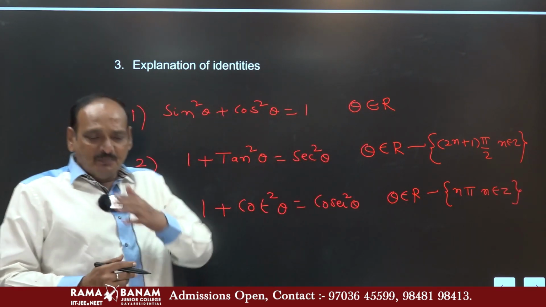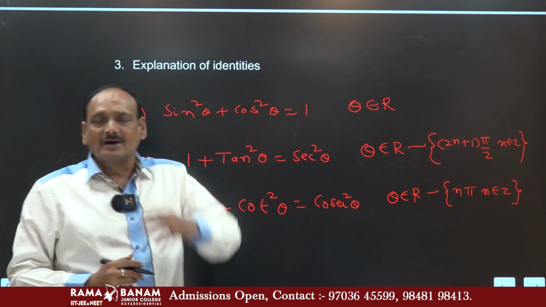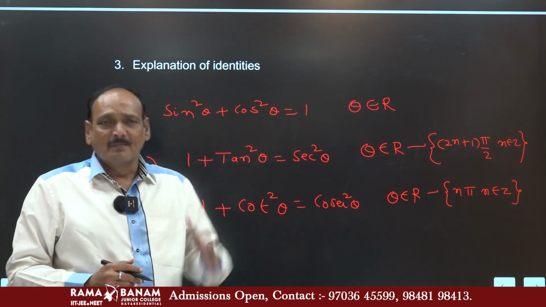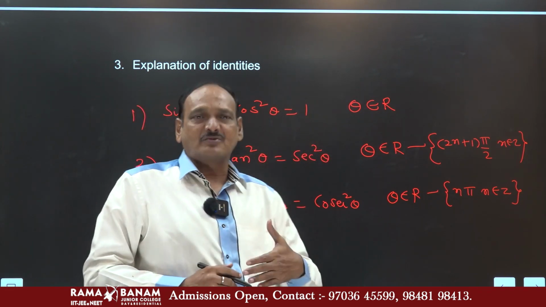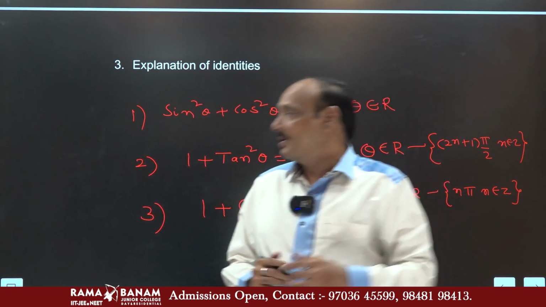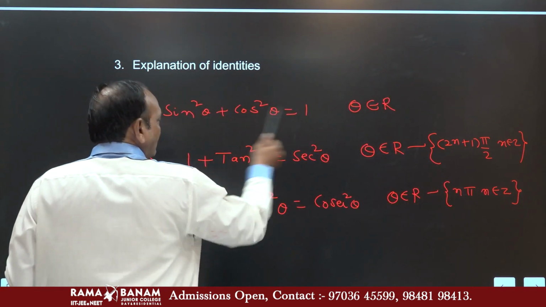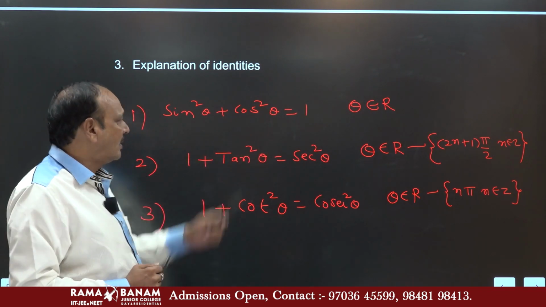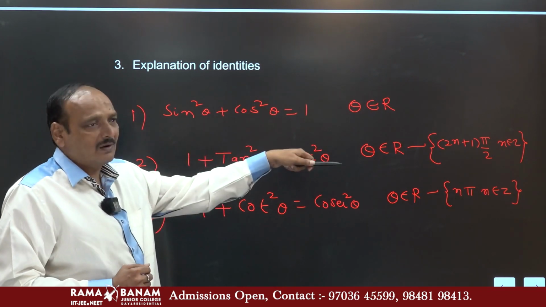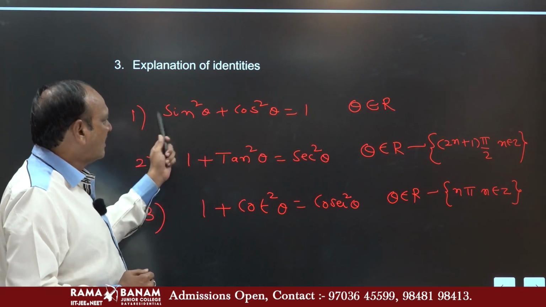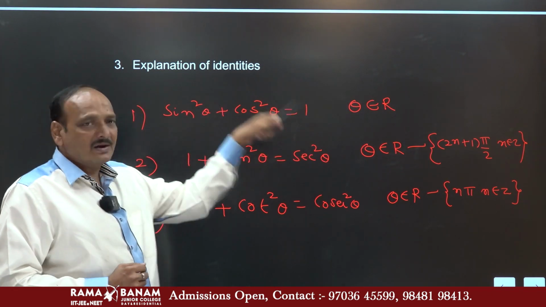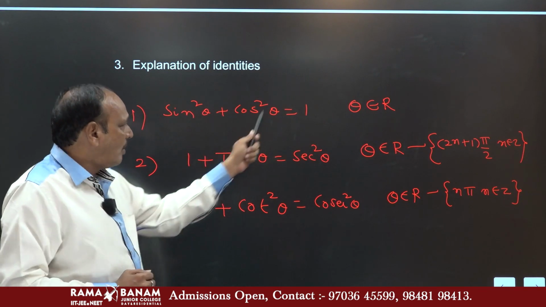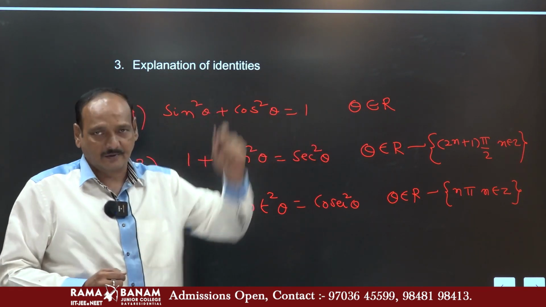In below 10th standard, the teachers won't teach all these things, but for intermediate, plus 1 and plus 2 students, you should learn the common domain. That is why I gave the three concepts. So sin square theta plus cos square theta is equal to 1. We can write cos square theta is equal to 1 minus sin square theta. Again, sin square theta can be taken as 1 minus cos square theta. They should have the common domain, theta belongs to R.